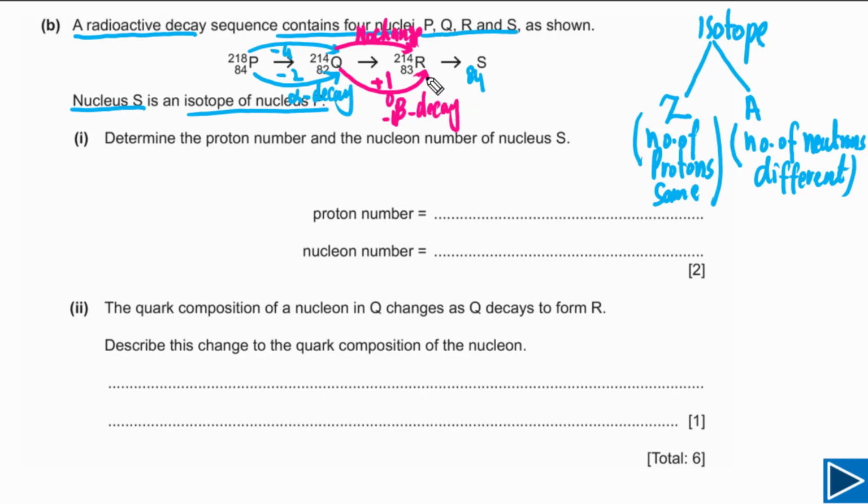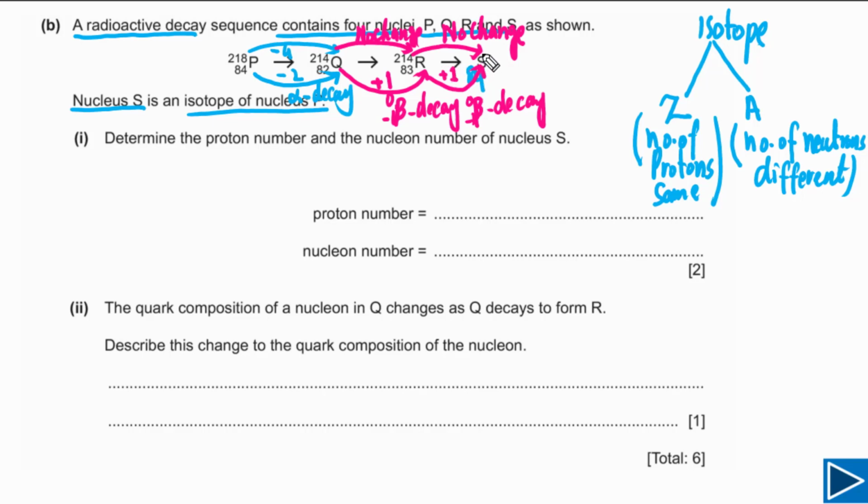Now we need to understand what is happening from R to S. If we go from R to S, atomic number increases by 1. If atomic number increases by 1, it means this is also beta minus decay. In beta minus decay, mass number does not change. So these are the basic things we need to understand.